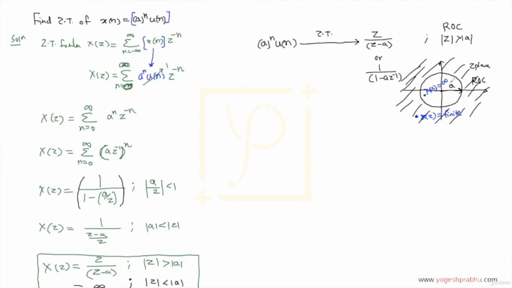But I hope you can at least understand right now that the ROC is the region on the z plane where the z transform exists. Let me write that down. That ROC is the region on the z plane where the z transform exists.